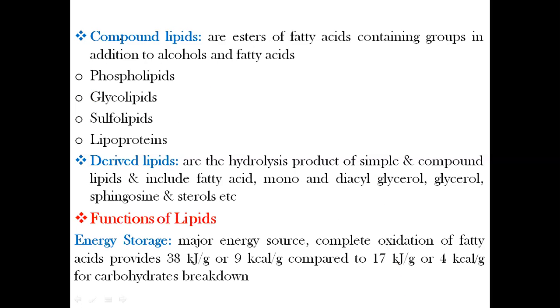Next one is the compound lipids. Compound lipids are esters of fatty acids containing groups in addition to alcohol and fatty acid. So in addition to alcohols and fatty acid, they also contain some groups. These groups can be different, sometimes phosphate, carbohydrates. So the examples of compound lipids are phospholipids.